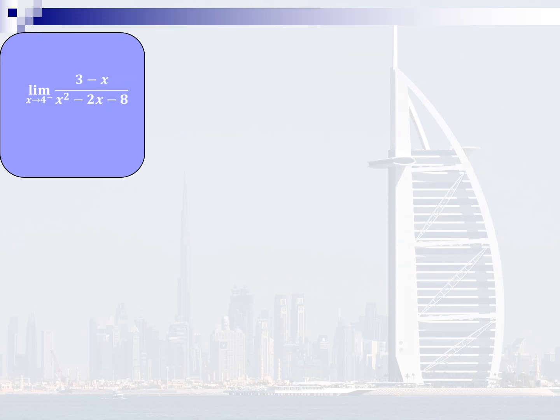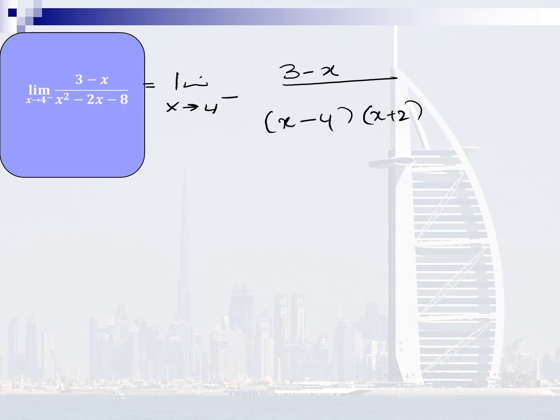So here on the top, the limit as x approaches 4 from the left side. Now I wrote here 3 minus x, and in the denominator I factor it. If I factor it, using negative 2 and negative 8... after the factor I will get x minus 4 and x plus 2. You can use the calculator to get the answer. Now nothing is cancelling out.